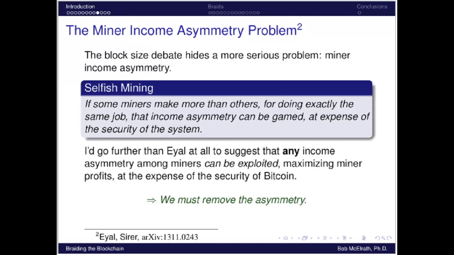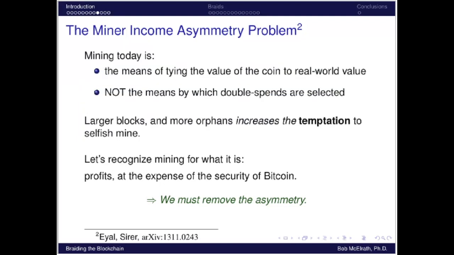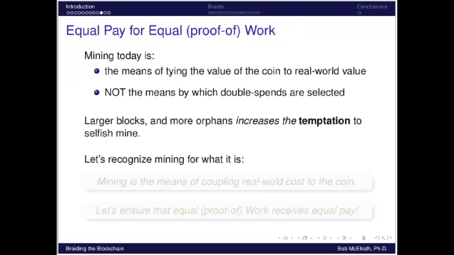The folks at Cornell pointed out selfish mining and a specific game that you can play to increase your winnings by mining in a hidden way, by hiding your blocks and mining against your own blocks, so you win 2 blocks at a time instead of only 1. I'd go further than this to suggest that any income asymmetry among miners can be exploited in maximizing miner profits at the expense of the security of Bitcoin. We really want there to be the same pay for the same work.